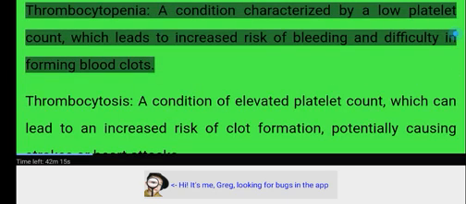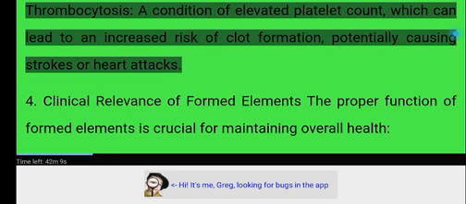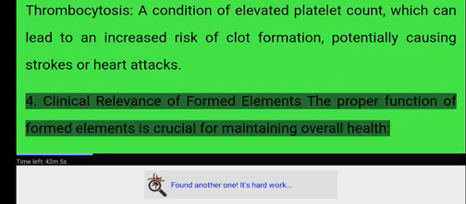Clinical relevance. Thrombocytopenia, a condition characterized by low platelet count, which leads to increased risk of bleeding and difficulty in forming blood clots. Thrombocytosis, a condition of elevated platelet count, which can lead to an increased risk of clot formation, potentially causing strokes or heart attacks. 4. Clinical relevance of formed elements.